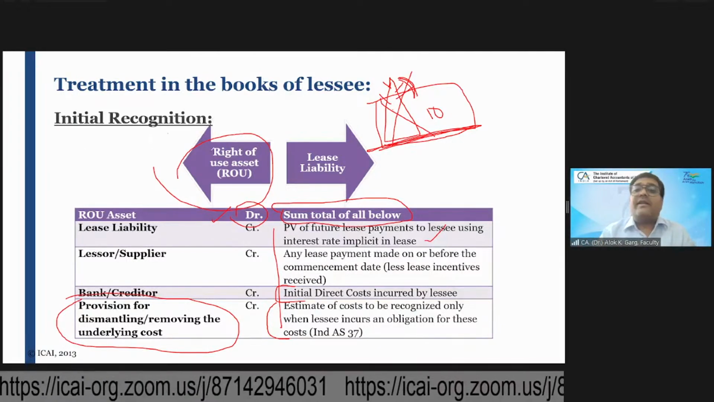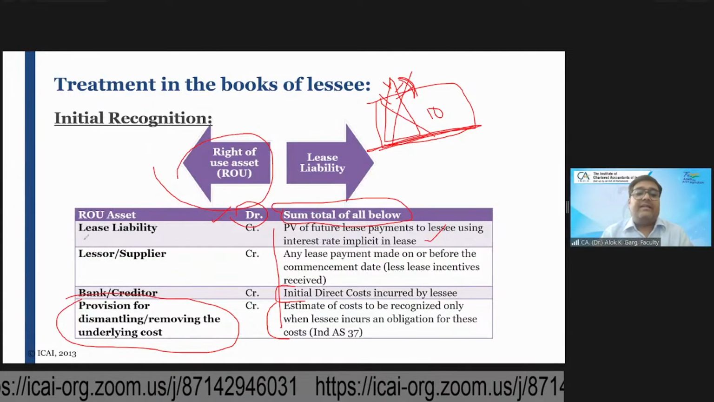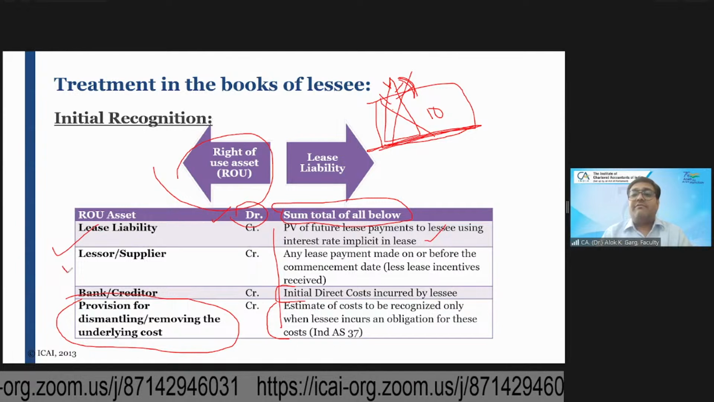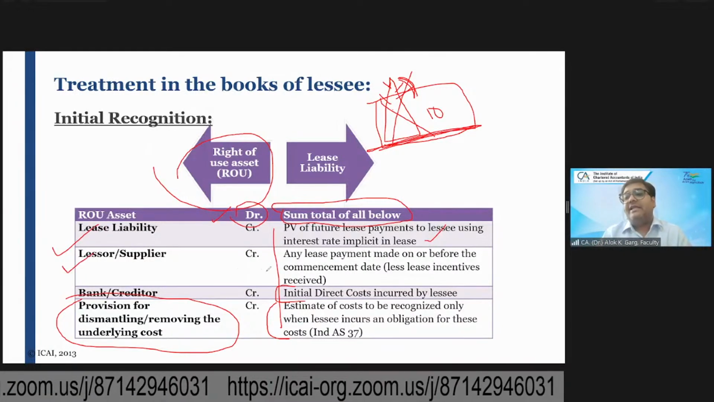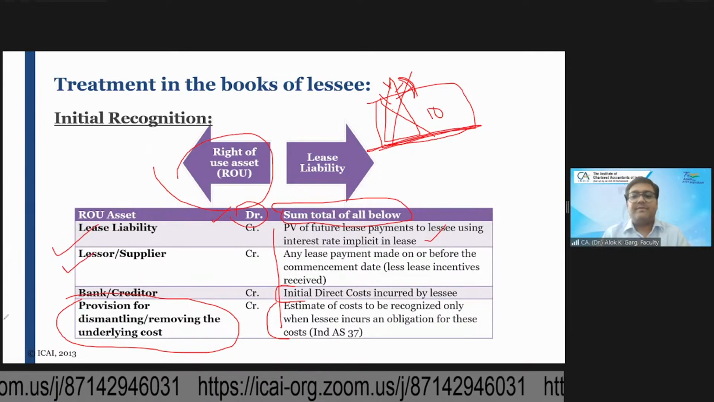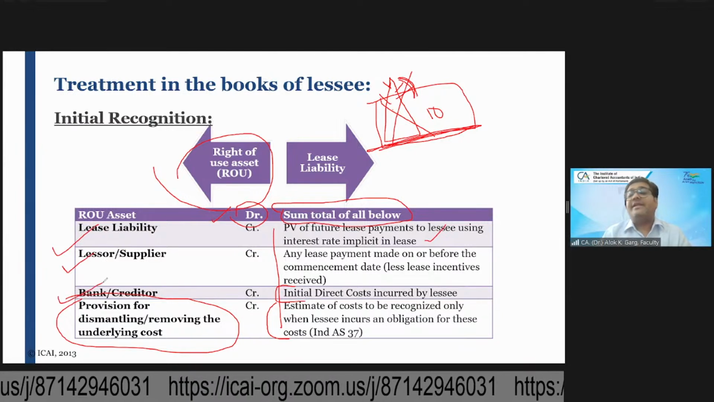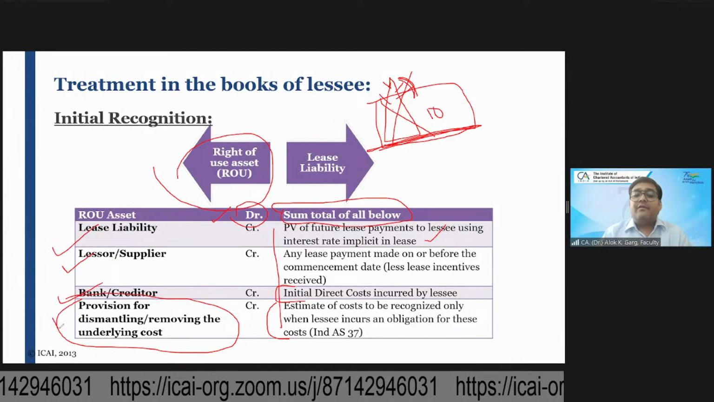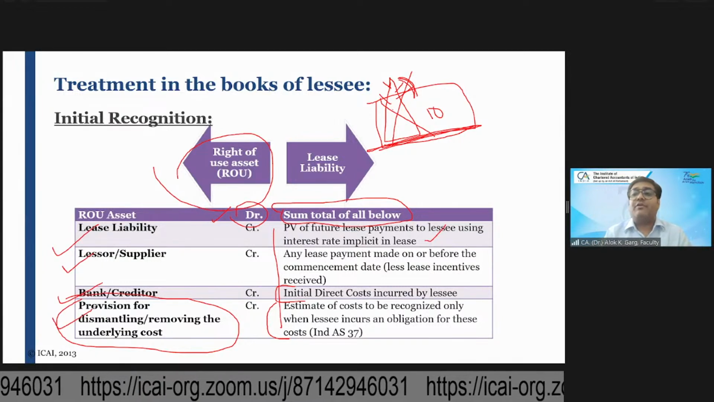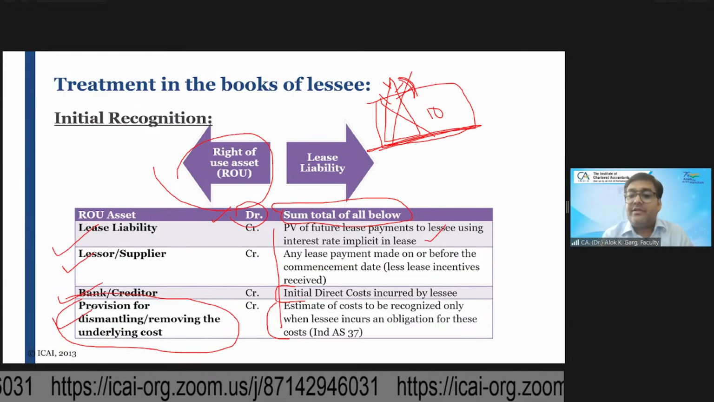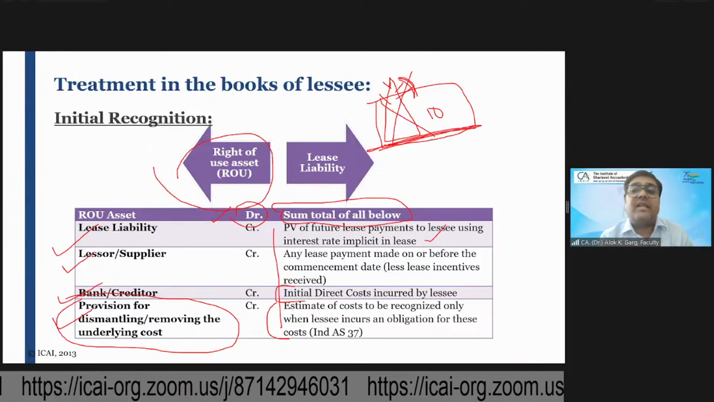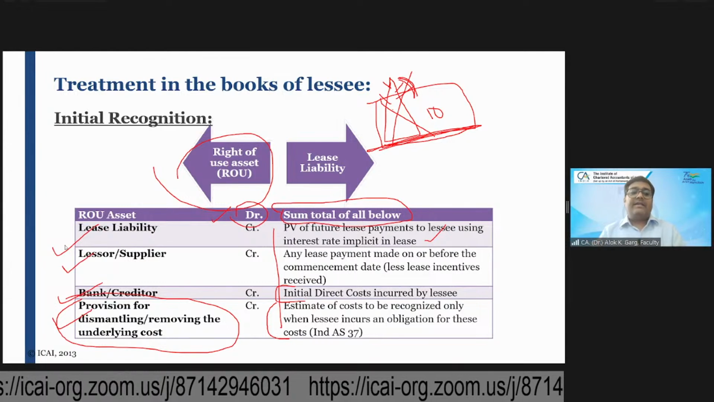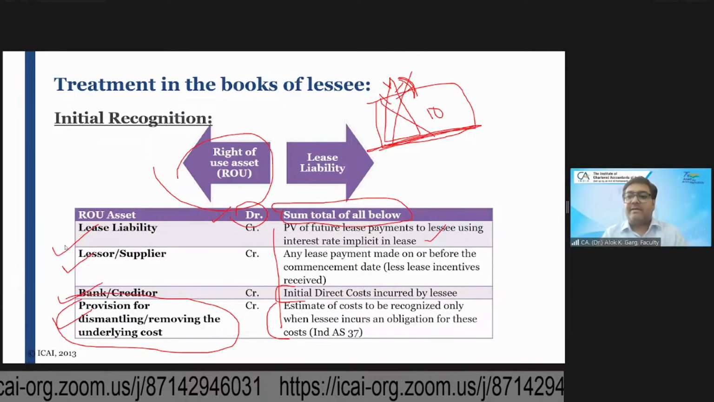So friends, the right of use asset will be debited and lease liability will be credited by the present value of future lease payments. Right of use asset will be debited and the lessor will be credited by any advance lease rental paid to the lessor before the commencement date. Right of use asset will be debited and bank or expense payable will be credited by initial direct cost. Right of use asset will be debited and provision for ARO will be credited to the extent of asset retirement and dismantling cost. Correct? Now I'll take you to the Excel file and discuss one example here.